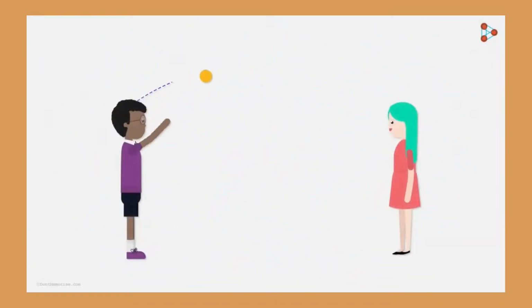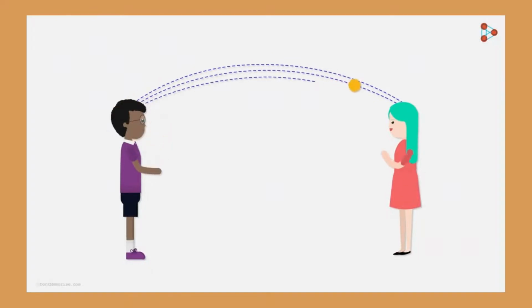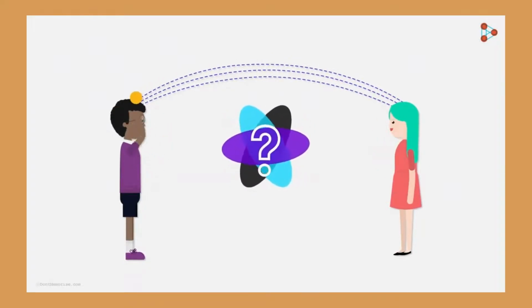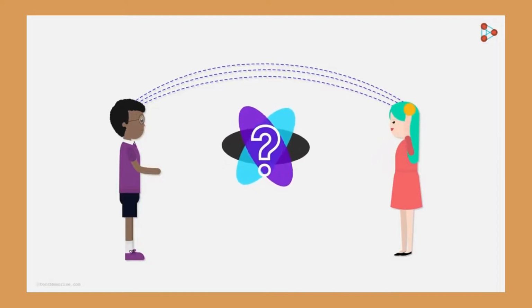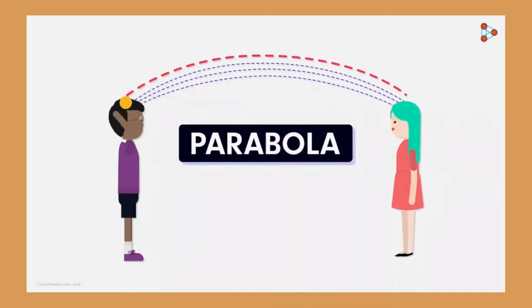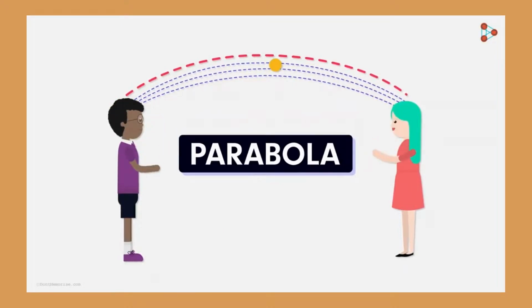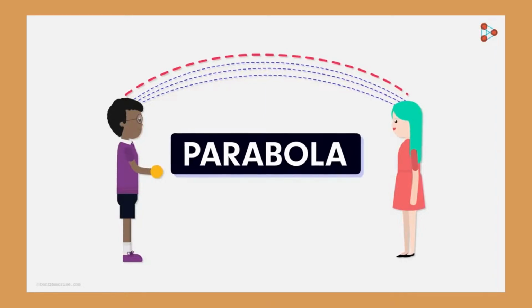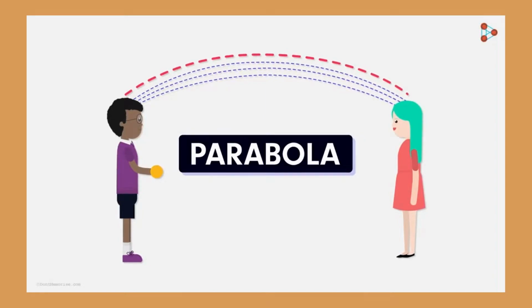Zeki and Nora are playing a game of catch. Look at all these paths formed. Do you know what these types of curves are called? So this U-shaped curve is called a parabola. But not all U-shaped curves are parabolas. There is a property by which a parabola is defined, and we will see that in the upcoming videos.